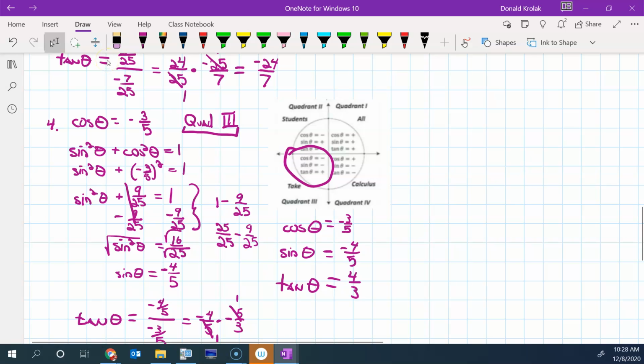Okay, now to get the reciprocals, I got secant. Sign stays the same, flip the fraction. Cosecant, sign stays the same, flip the fraction. And tangent, or cotangent. And there's my values.